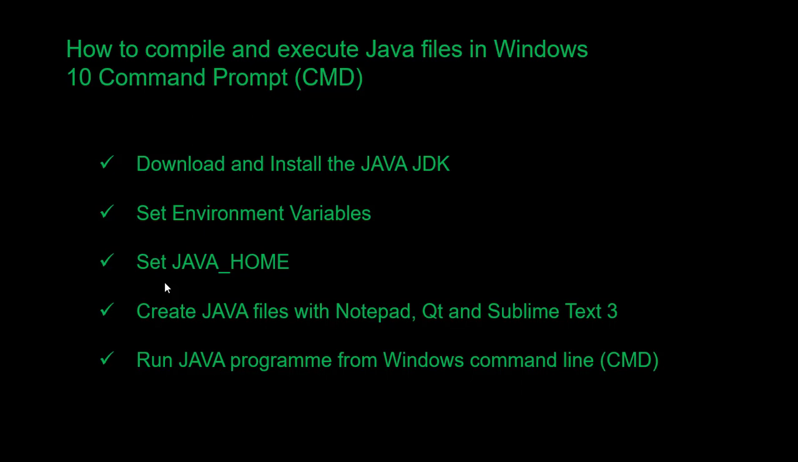Then the process of creating files with Notepad, Notepad++, and Sublime Text, so that you know how to write it in those editors and at the same time run it through the command line, as well as the process of running a Java program from the Windows command line when you have set up everything. It won't be difficult, but you just need to really understand how all these things come together. Now, let's start with the first task of downloading and installing the Java JDK, then we will complete the remaining tasks.